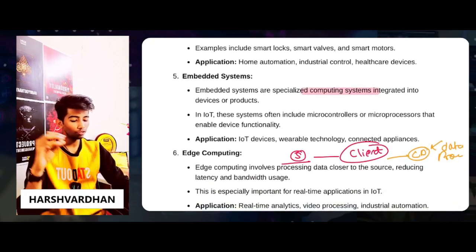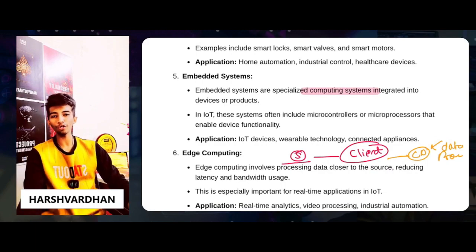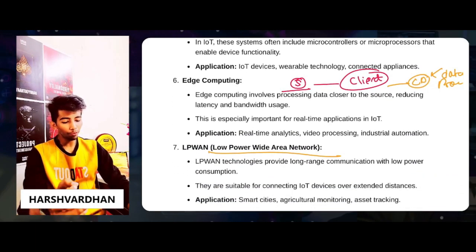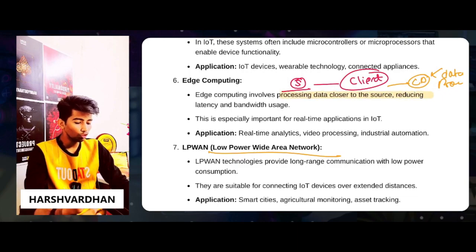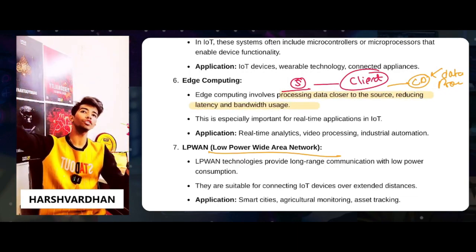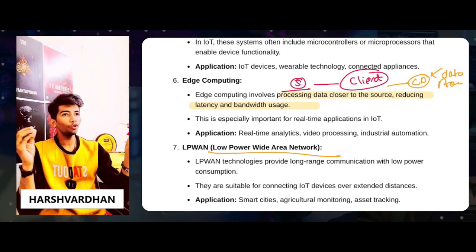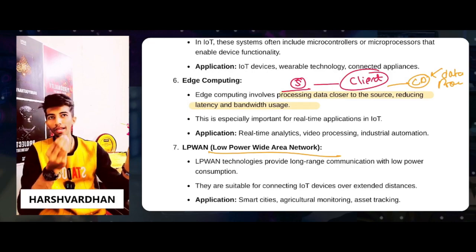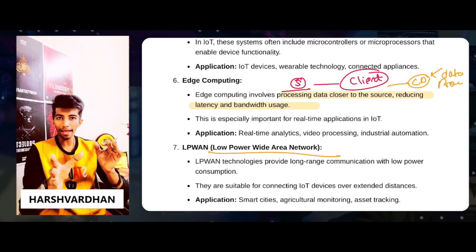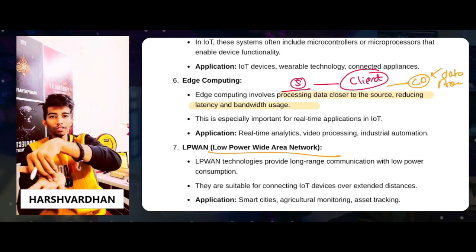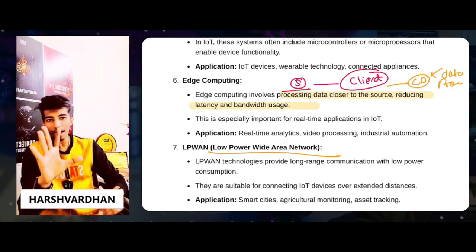Embedded systems like Arduino and Raspberry Pi are there. Edge computing involves processing data closer to the source, reducing latency and bandwidth use. Now what is happening is that we are processing the data very near to the source. Suppose you have to scan a particular piece of data which is near to you, like you have to scan my hand.